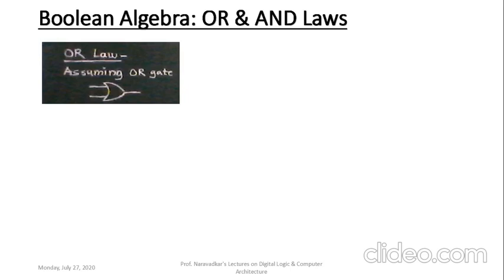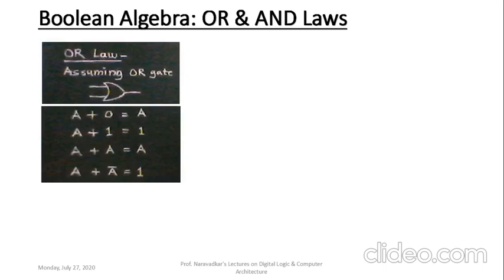Now basically what I mean by OR law here, we assume a two input OR gate, or even multiple inputs. For understanding purpose I am assuming a two input OR gate, which is clearly shown here. And then based on this particular OR gate, we rewrite some of the laws of Boolean algebra just below.